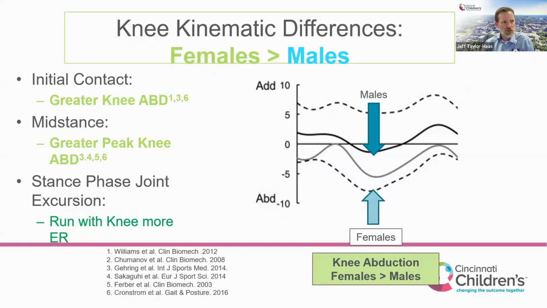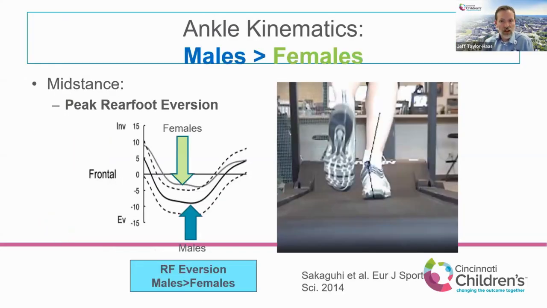And this plot shows you the relative difference between male kinematics at the knee, which are in black, and female kinematics in gray when looking at the frontal plane knee angle during the stance phase. In general, if you're looking at a population level, adult female runners run with their knees in a relatively more abducted position than males. Now, at the foot and ankle, particularly at the rear foot, we see that peak rear foot eversion is higher in males than in females.